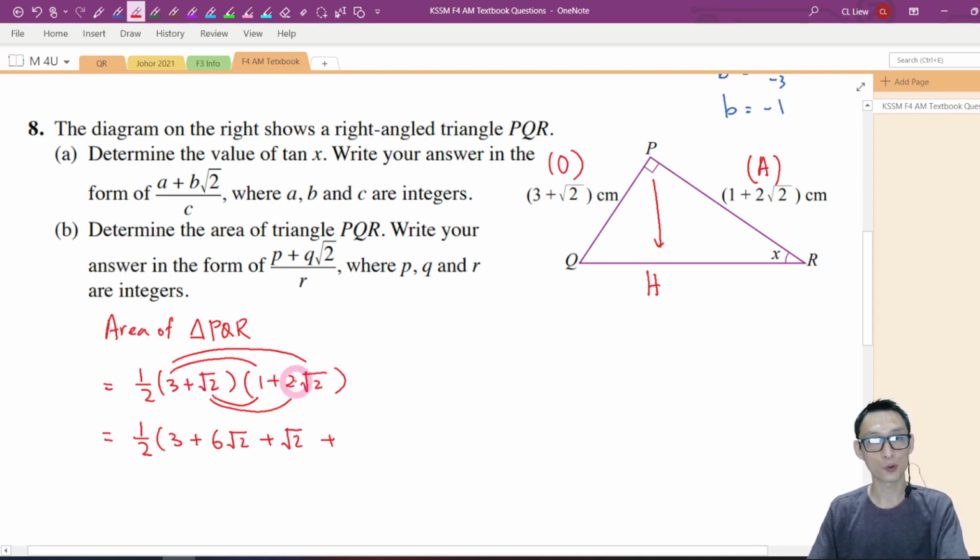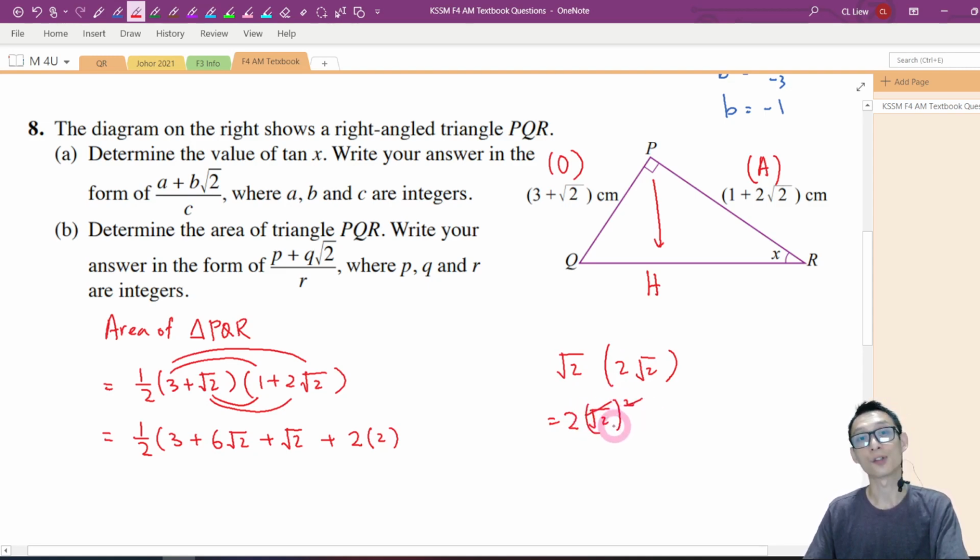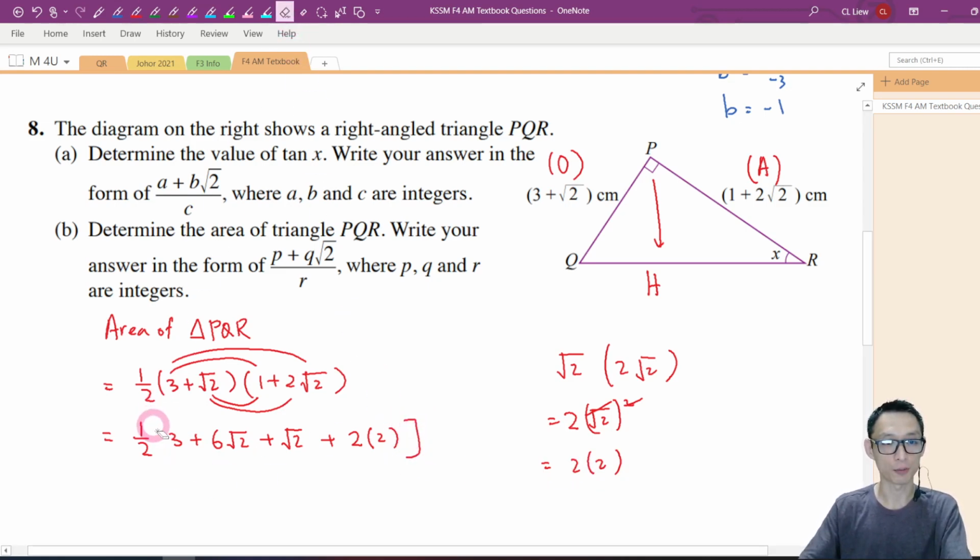Square root of 2 times 2 times square root of 2, you actually get 2 times 2, right? Let me explain again. Square root of 2 times square root of 2 is square root of 2 squared, which is equal to 2. Okay, so it is 2 times 2. Don't forget to put a parenthesis. Let me change the parenthesis here to become a square bracket. Okay, so 3 plus 4, you will get 7.